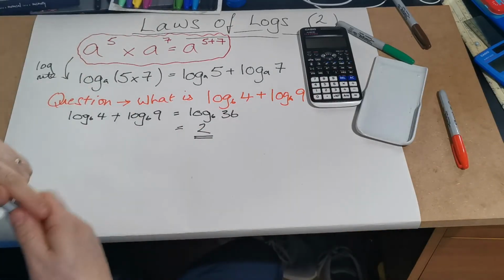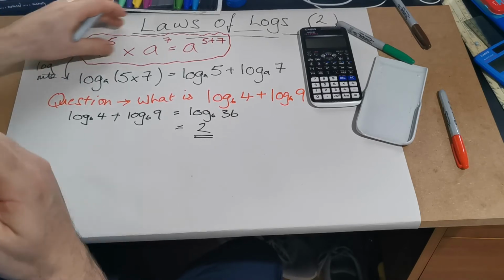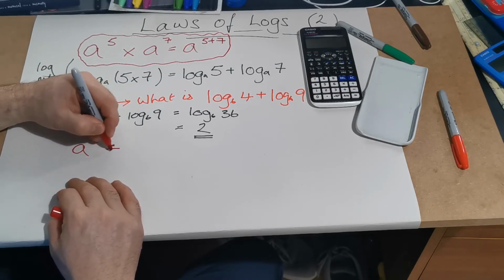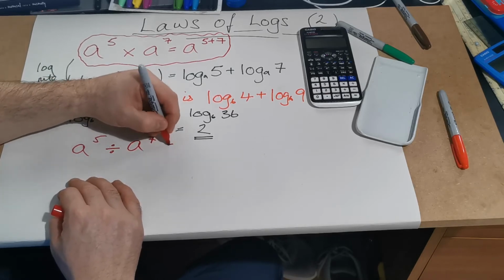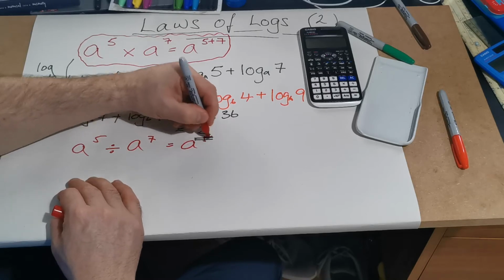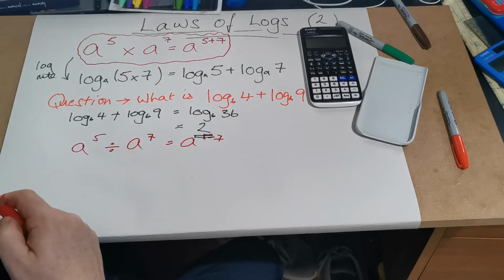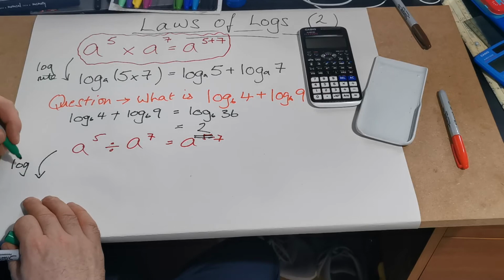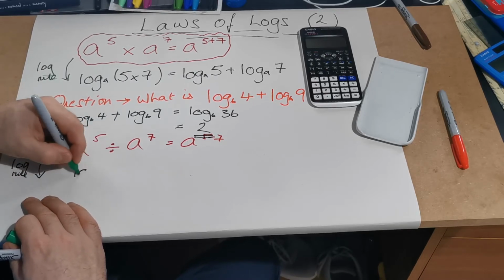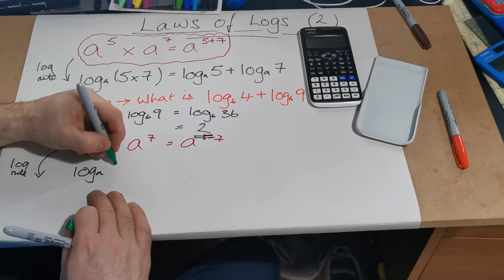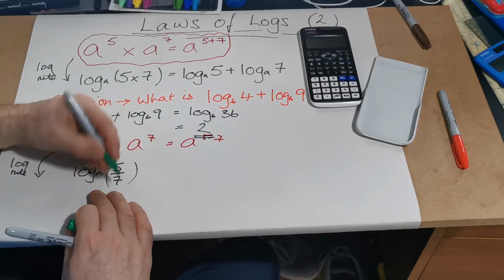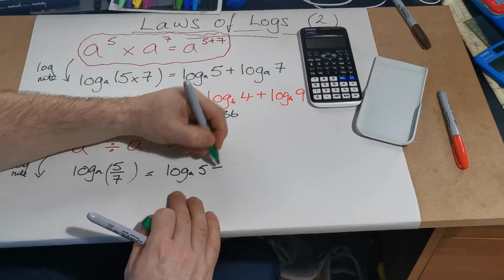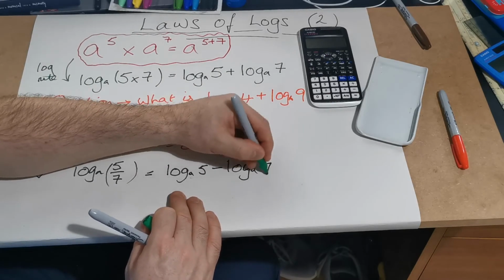Let's think about the other attached law of indices, and that would be a to the 5 divided by a to the 7, and you would know that that would be equal to a to the 5 minus 7. So converting that into a log law, log to the base a of 5 divided by 7 is equal to log to the base a of 5, take away log to the base a of 7.